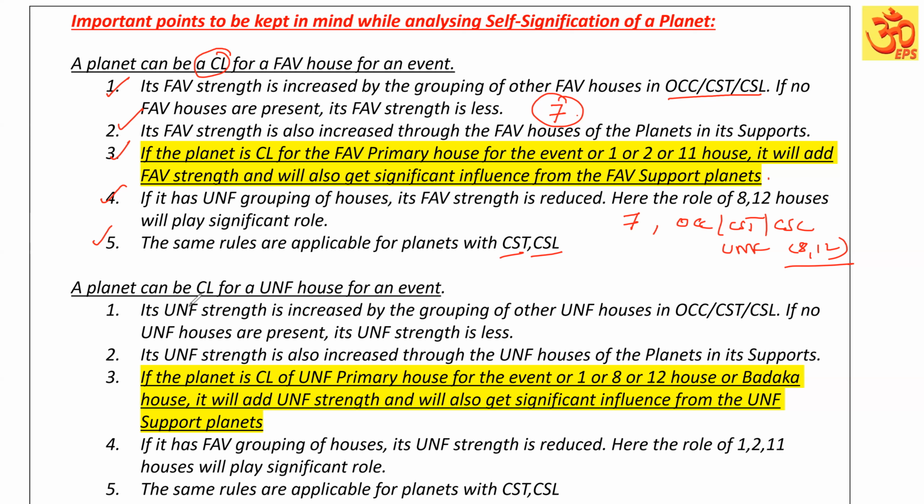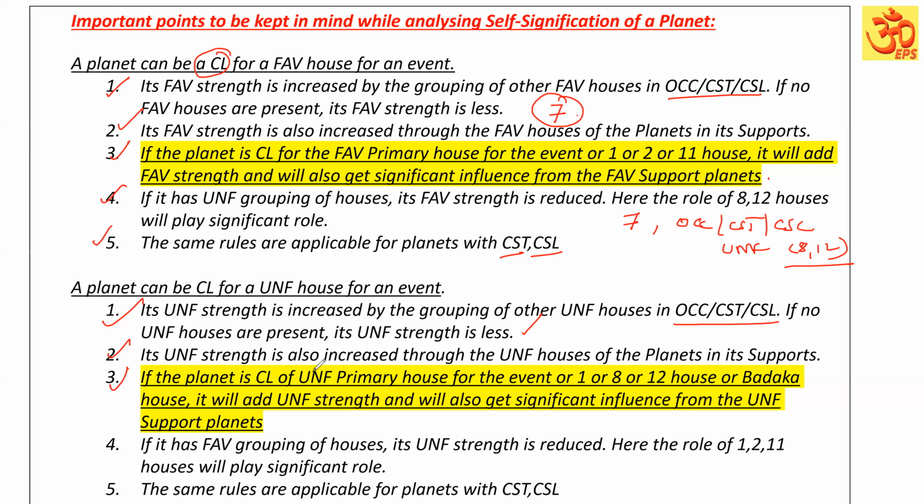Similarly, on the unfavorable side, a planet can be cuspal lord for an unfavorable house for an event. As we discussed under the favorable, similarly on the unfavorable side also, unfavorable strength is increased by grouping of other unfavorable houses in OCC, CST, or CSL. If no unfavorable houses are present, unfavorable strength is less or reduced. Second point, unfavorable strength is also increased through the unfavorable houses of the planets in its supports. That also we discussed for the favorable, same way for the unfavorable.